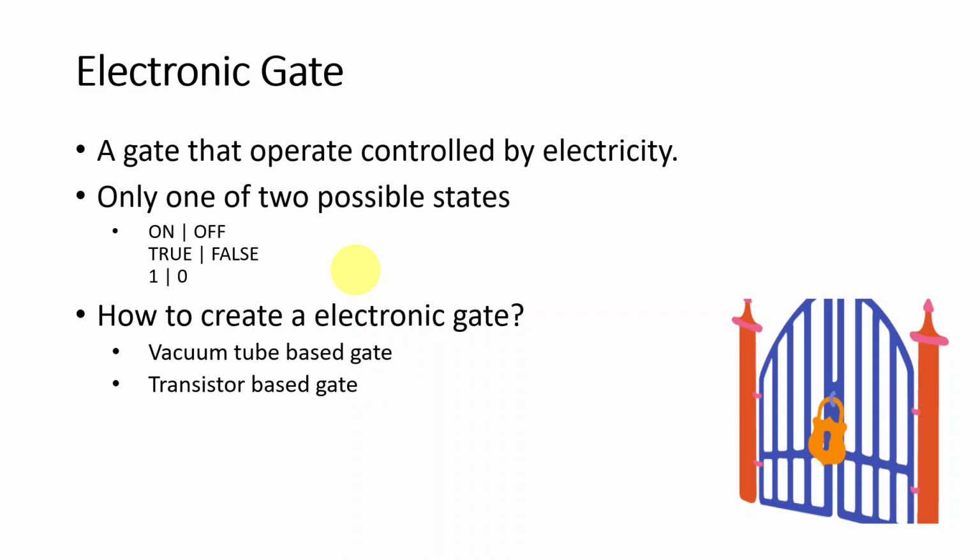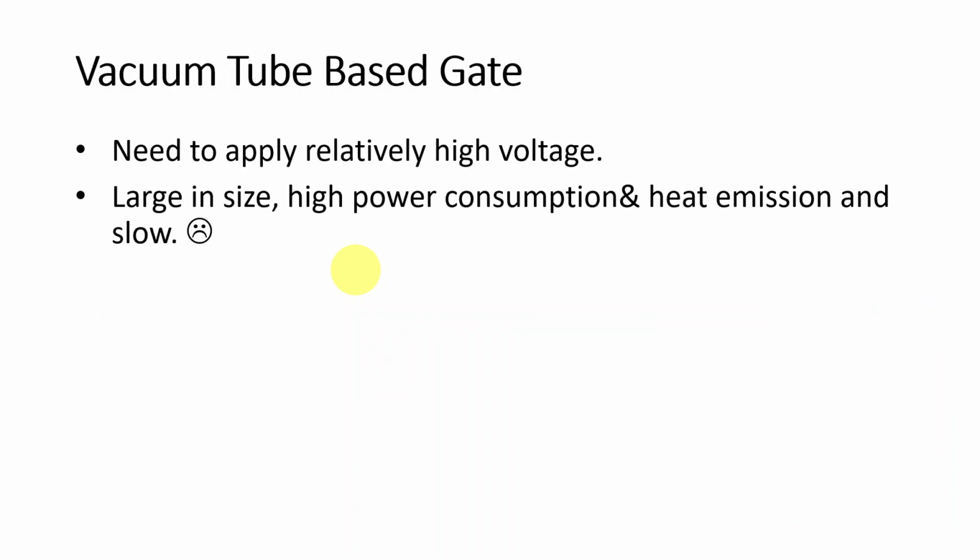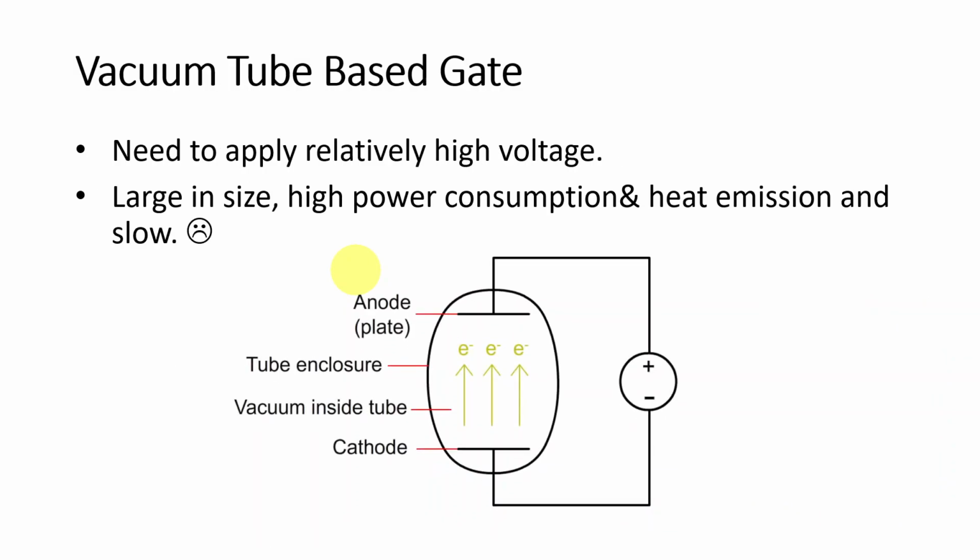So how do we make electronic gates? In early days, we used to make electronic gates using vacuum tubes. A vacuum tube is a vacuum container with an anode and a cathode. When we apply a good amount of voltage, the electrons start passing through the vacuum from the cathode to the anode. When the electrons are passing, we say that the gate is open. When the voltage is removed, again the gate is closed.